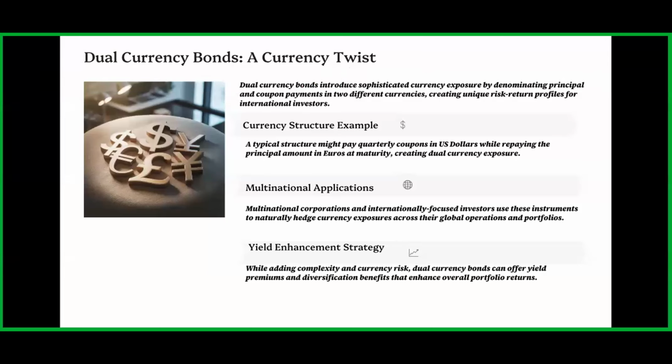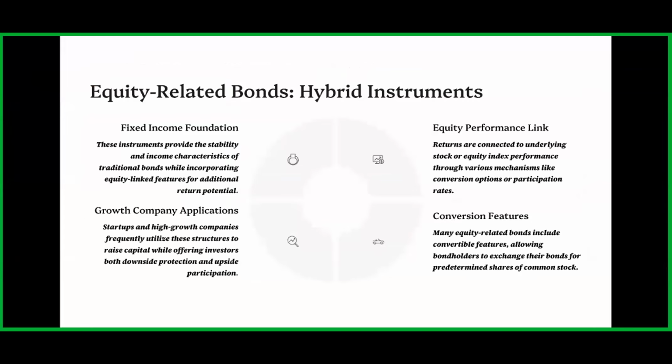So the application of the dual currency bond is, we can say, the multinational application. Multinational corporations, companies, and internationally focused investors use this instrument to naturally hedge the currency exposure across their global operations and portfolio. Okay, so this is how a dual currency bond works.